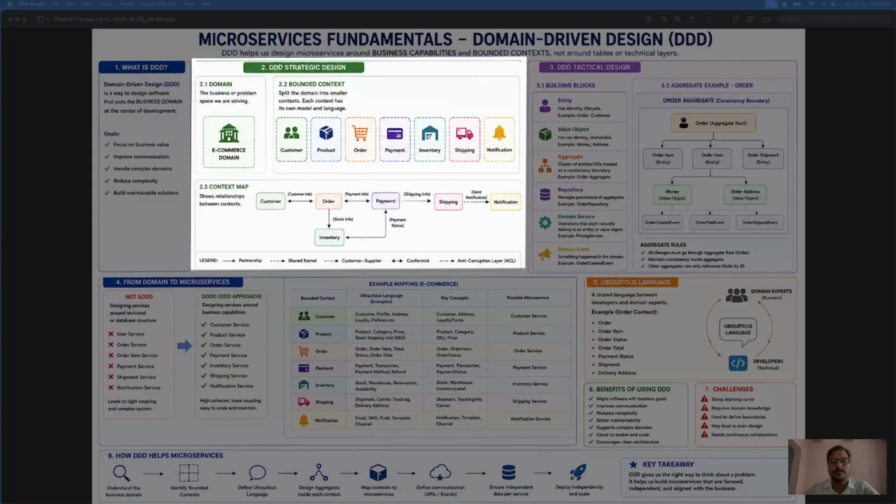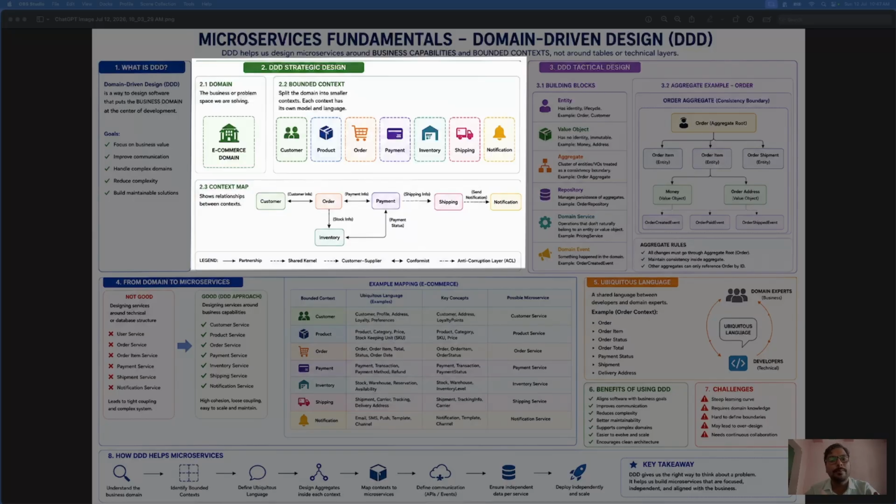Now let's understand what context mapping is. Although every bounded context is independent, they still need to communicate. For example, the order context needs customer information. The payment context needs order details. The shipping context waits for the successful payment. The notification context sends email after shipping. The context map documents these relationships.